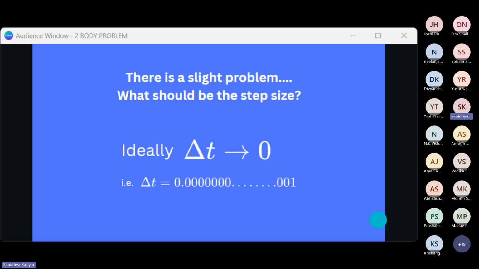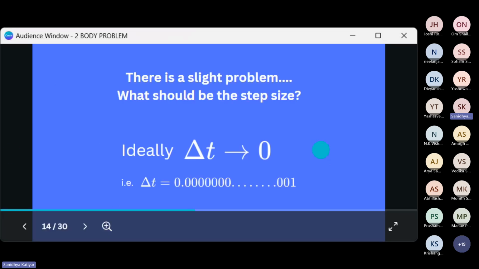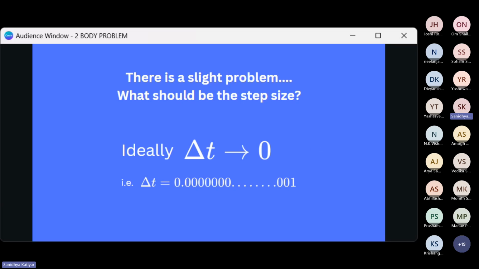So ideally, in calculus, we know that dt tends to 0. That is the step size we are using here, it tends to 0. So delta t equals 0.000 and so many zeros and then 1, which we clearly cannot use as a step size, as it will literally take hundreds of thousands of iterations just to simulate the bodies for even 1 second.